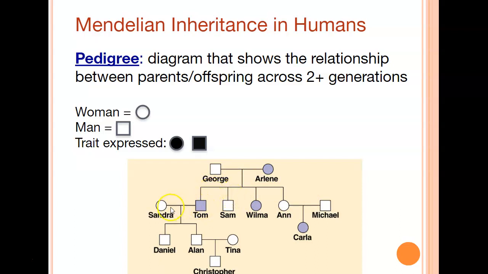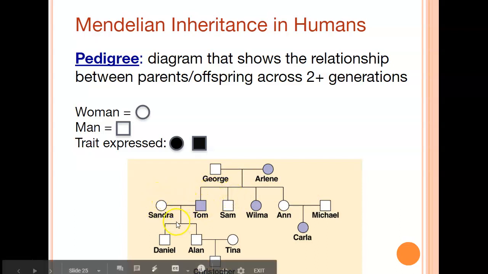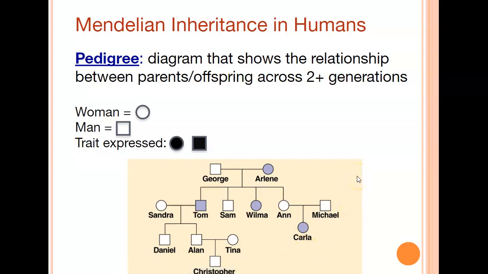And it looks like Tom got together over here with Sandra and had 2 children, Daniel and Alan. Alan got together with Tina and had a child. So this is really showing 1 generation, 2 generations, 3 generations, and even 4 generations here. The ones that are filled in are expressing whatever trait. So Arlene, Tom, Wilma, and Carla all happen to have whatever trait might be discussed here.